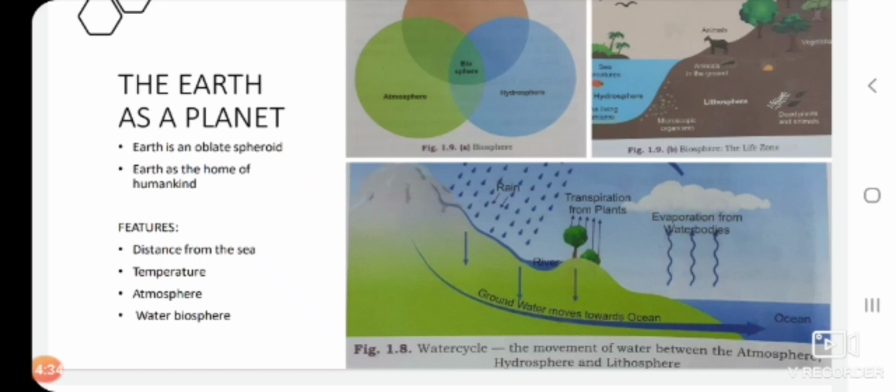Okay, so is it clear, children? We have discussed two features. The first feature was distance from the sun, and the second feature was temperature. What is the average temperature on the Earth, children? The average temperature of the Earth is 17 degrees Celsius. It is suitable for life to exist. So, Earth is a home for the humankind. With this feature also it is proven that it is the home for the humankind.